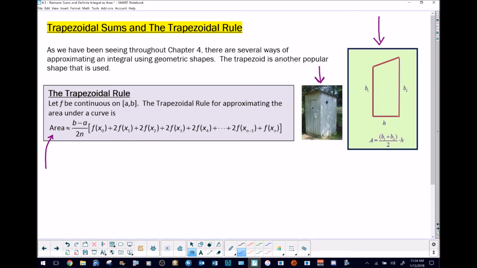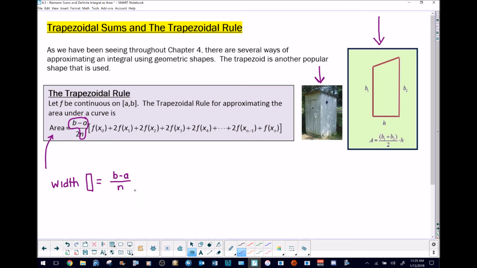Now, where does this formula come from? That's a great question. Think about the b minus a over n portion. If you've been working with Riemann sums up to this point and calculating areas of rectangles, you probably recall that the width of a rectangle is always calculated by b minus a over n. It's basically the difference between the left endpoint and the right endpoint divided by how many shapes you're going to have.